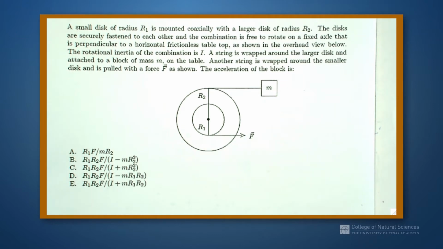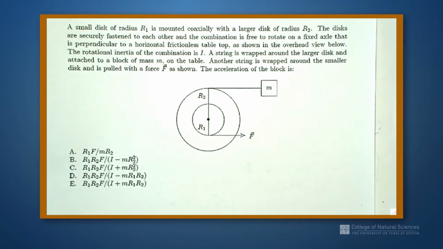So this question says that we have a small disk of radius r1 mounted coaxially with a large disk of radius r2. The disks are securely fastened to each other and the combination is free to rotate about a fixed axis that's perpendicular to the horizontal frictionless table that it's on. Okay, that's half the question.